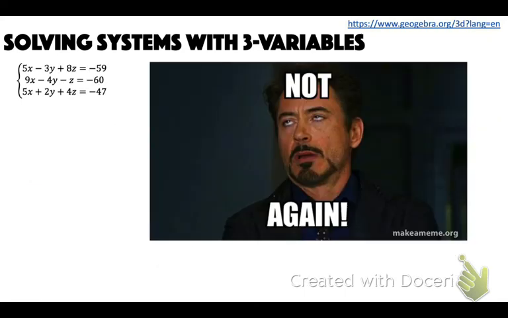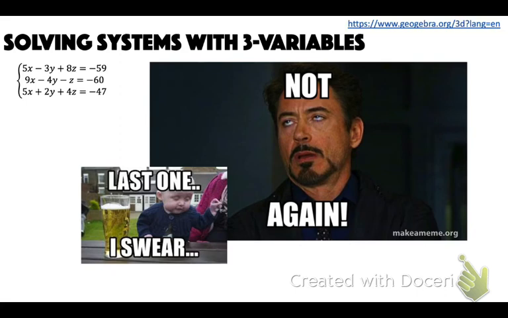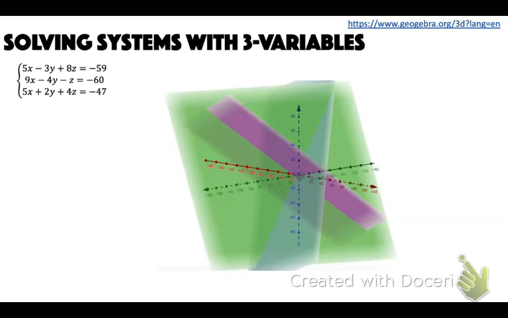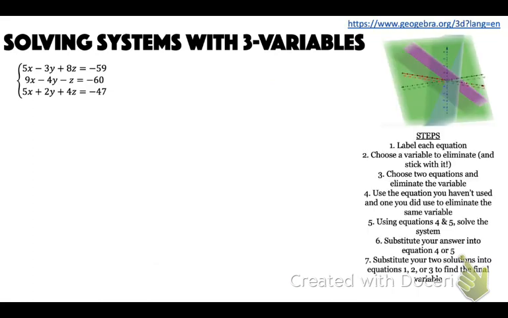Let's do one more. This is the last one, I promise. So there's our equation. So 5x minus 3y plus 8z equals negative 59. 9x minus 4y minus z equals negative 60. And 5x plus 2y plus 4z equals negative 47. That's what those planes look like. So then we label our equations. And we choose which variable to eliminate, which I probably eliminated the z's here.